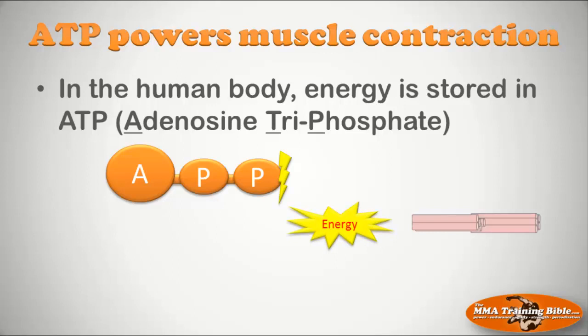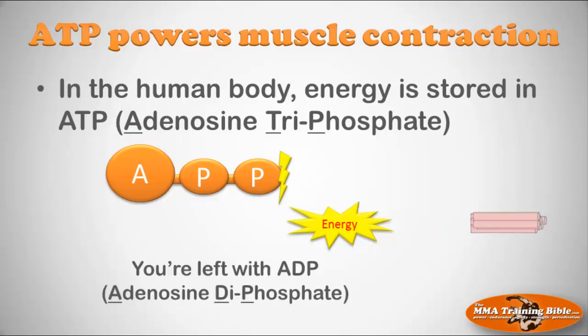And that energy that's released is used to power muscle contraction. There's my horrible little diagram. You can see that's muscles contracting. And then you're no longer left with ATP, you're left with ADP. So I hope you understand this process just a little bit, whereby ATP is required to create energy for muscle contraction, and then you're left with ADP. So you don't have ATP anymore.